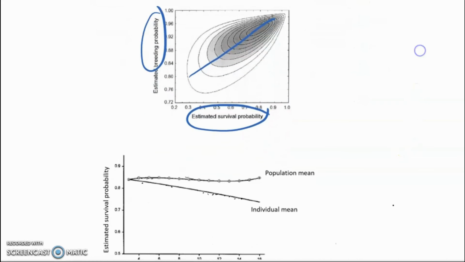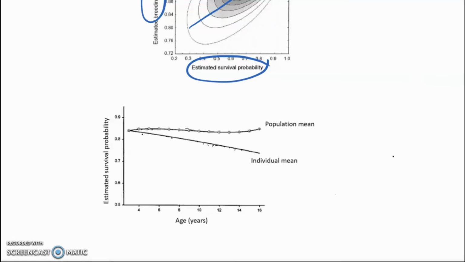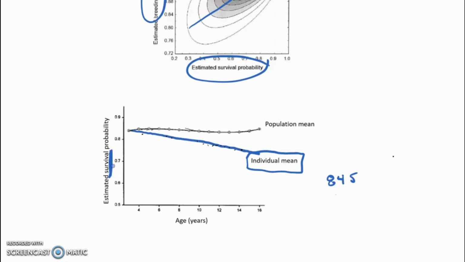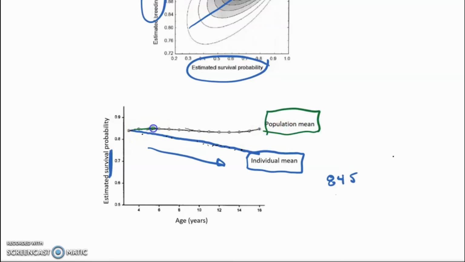They were also able to look at something else. Here we have a plot that shows what's referred to as individual means. So if we take each one of those 845 individual birds and we look at the probability of them surviving as they become older, we see that the probability of survival goes down. That's what we see here. On the other hand, we've also got this other plot called population mean that stays relatively flat.